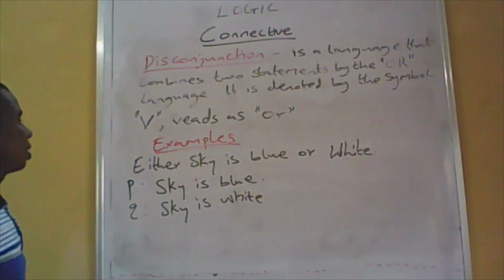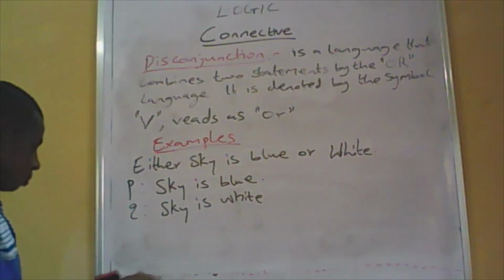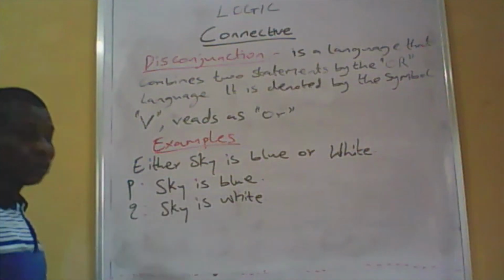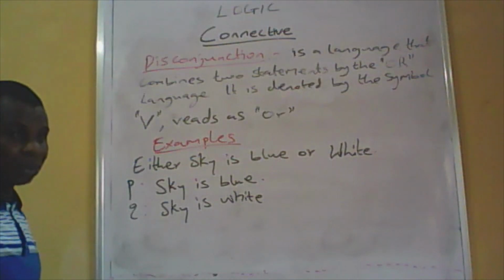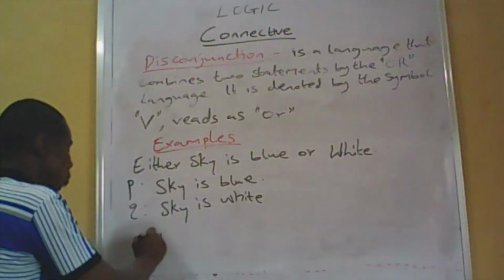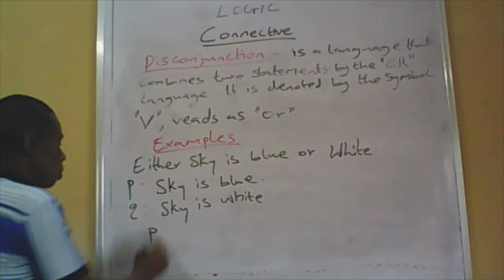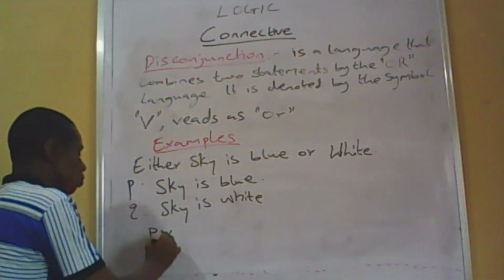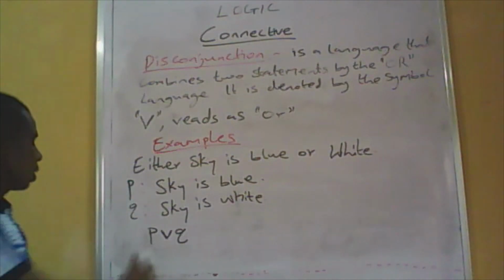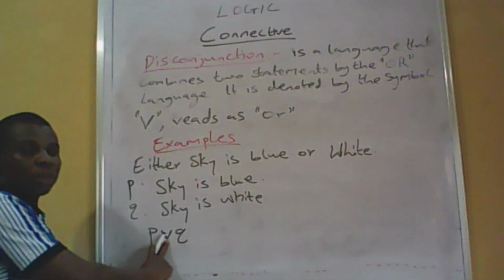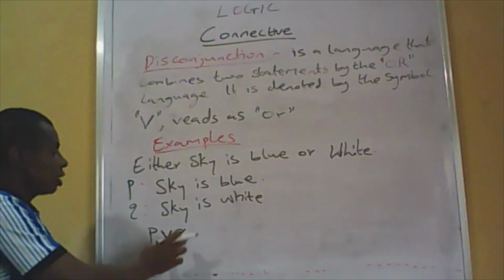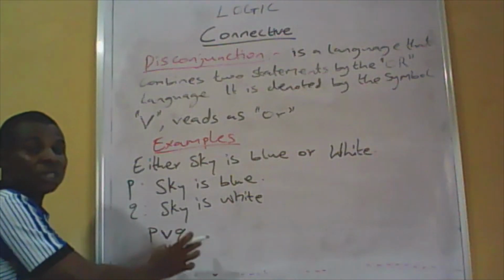Then let's symbolize it, using the connective "or". Now "sky is blue" is P. You see, P, or, using our symbol for or, Q. You can see that this symbol "or" joins these two statements, sky is blue and sky is white, together as a single statement.